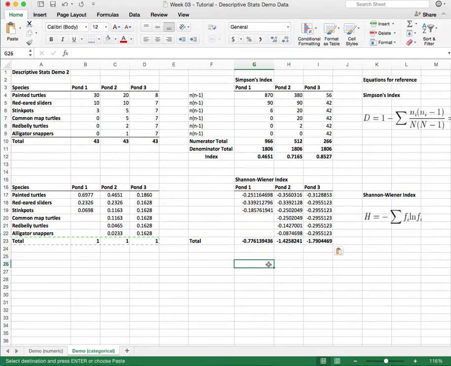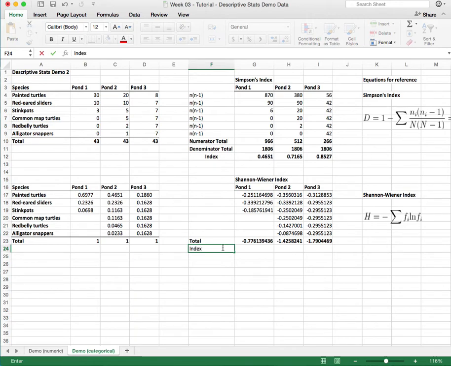Okay, we have our total values. Now the index. Remember I was just speaking about how we have negative values, and for the index we just need to take the negative of that. So you could equal -1 times this value, or you could just equal negative and then enter your cell reference.